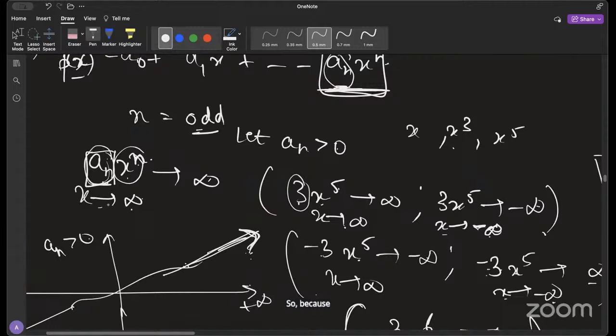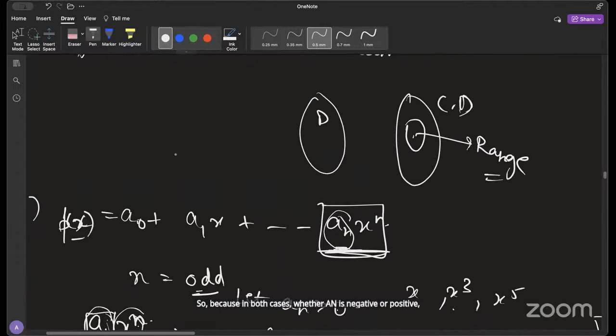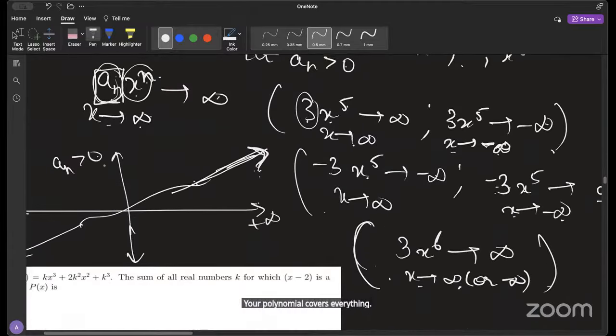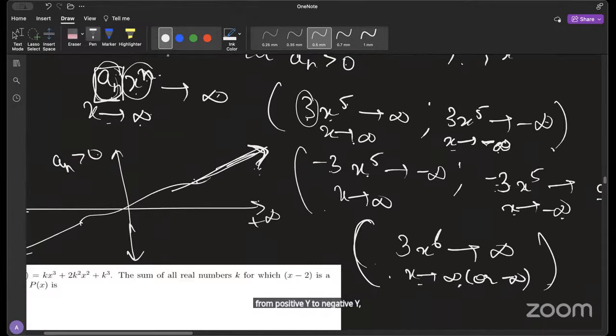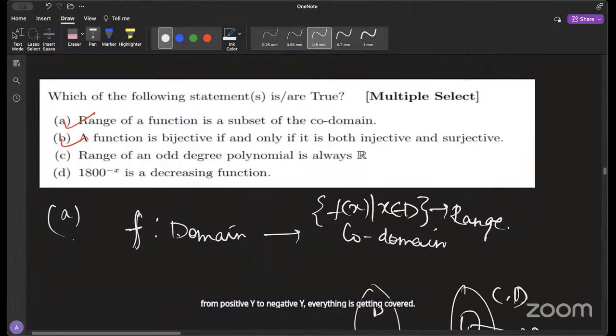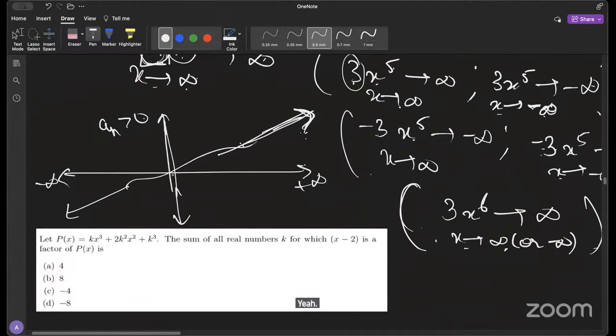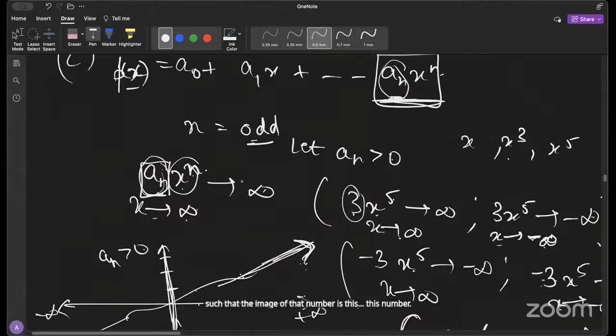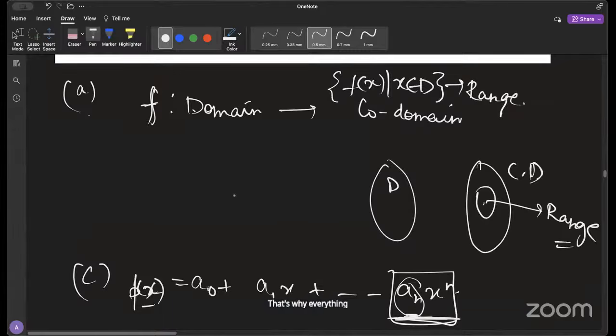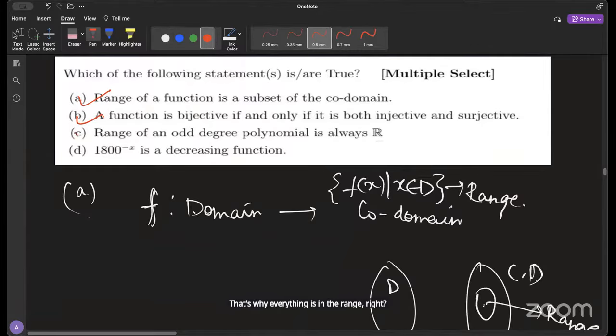Because in both cases, whether a_n is negative or positive, your polynomial covers everything. From positive y to negative y, everything is getting covered. That means your range should be R, right? Because every number on the real line here gets covered. For every number on the y-axis, you have a number on the x-axis such that the image of that number is this number. That's why everything is in the range, right? Is this clear? Yes, ma'am.